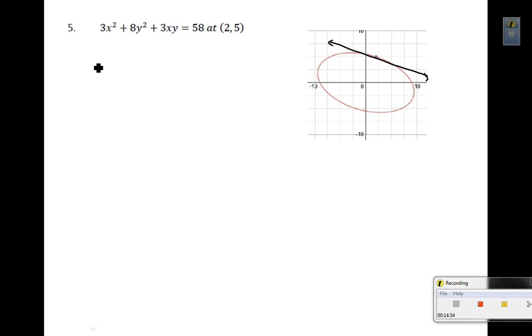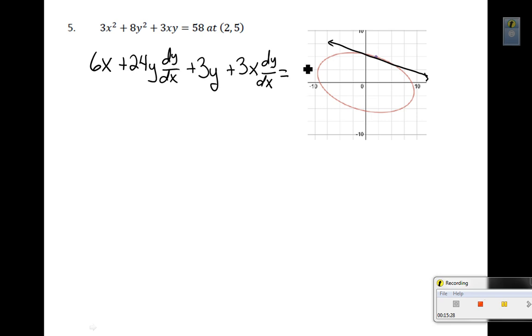The derivative of 3x squared is going to be 6x. The derivative of 8y squared is going to be 24y dy/dx. And then here comes the product rule with 3xy. The derivative of the first is a 3 times the second, which is a y, plus the first, which is 3x, times the derivative of the second, which is 1 dy/dx, equal to the derivative of 58, which is 0.